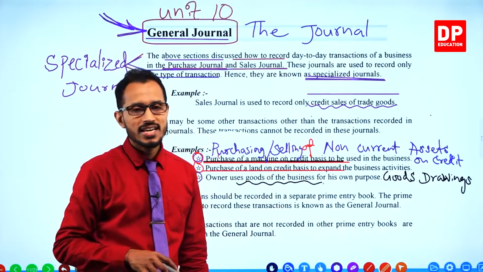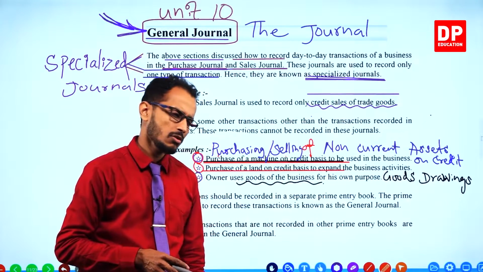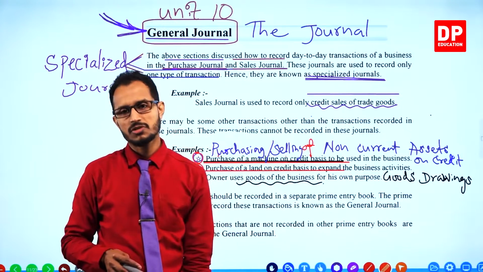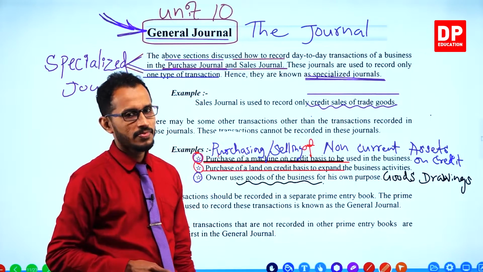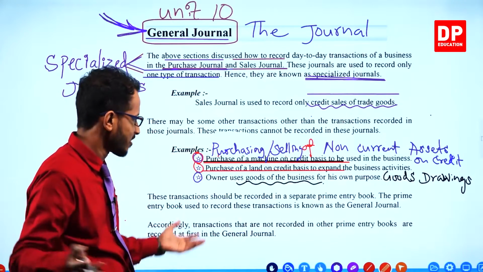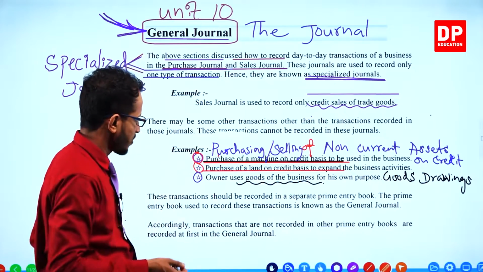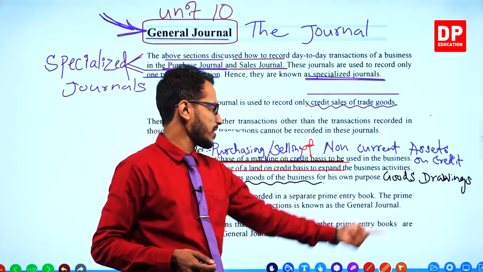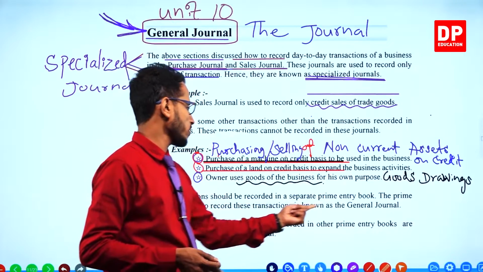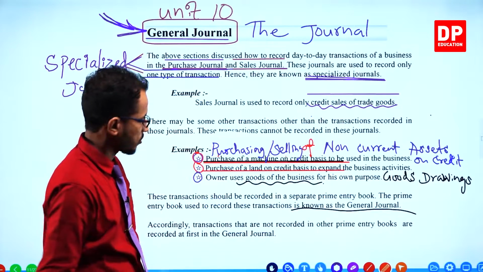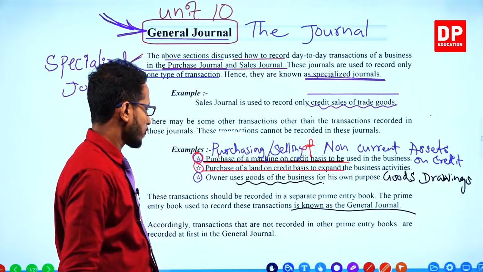Can't record in cash book or bank book, so you just put it to the general journal. Now you understand why it is called the garbage bin. Makes sense. These transactions should be recorded in a separate prime entry book. The prime entry book used to record these transactions is known as the general journal. All right.